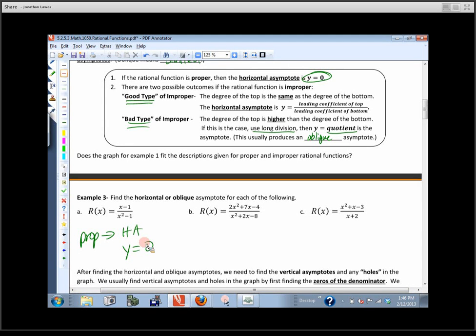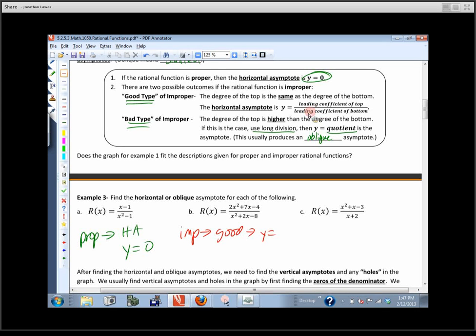If it just says find the horizontal or oblique asymptotes, you look at it, you figure out whether it's proper or improper. If it's proper, y equals 0 is the horizontal asymptote. Done. Easy enough? Okay, let's take a look at this one. Okay, the question first is, is this proper or is it improper? If it's improper, then you've got to figure out, is it the good type or the bad type? Are they the same degree? That's good. Is the top higher than the bottom? That's bad. What is it here? It's good.